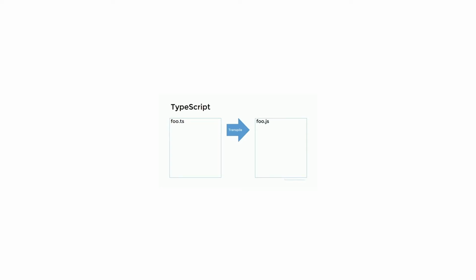TypeScript files by default will have a TS extension, and JavaScript files that are generated from it by default will have a JS extension. And there's one other file actually generated by default when you transpile, and that's called a map file. It has a .map extension.